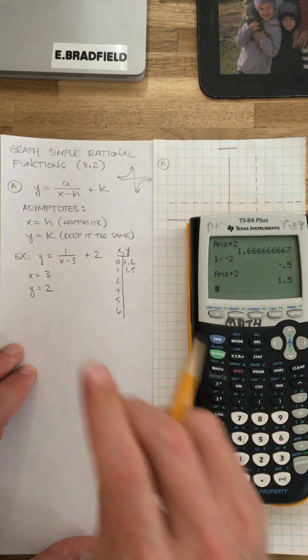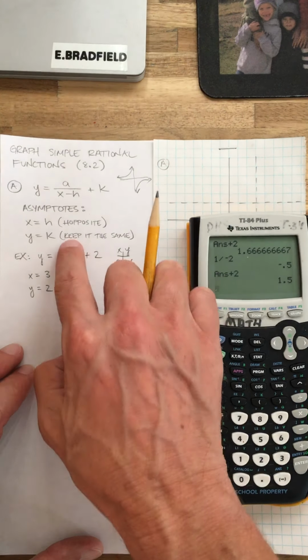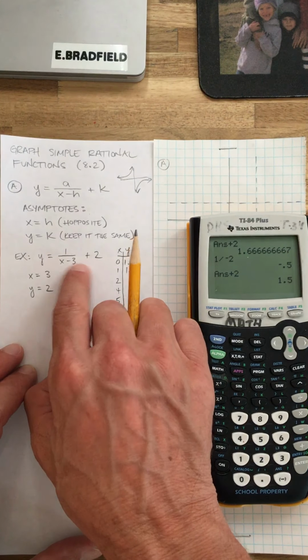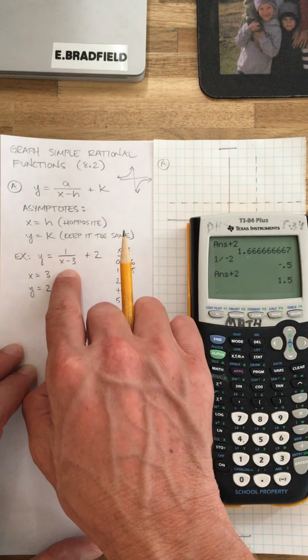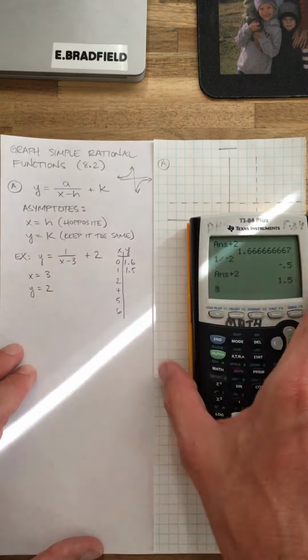All right, and then we're going to plug in 2. So 1 divided by 2 minus 3, that's negative 1. So 1 divided by negative 1 is negative 1, plus 2, that's 1.